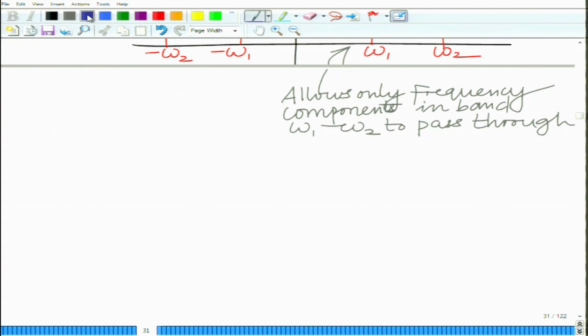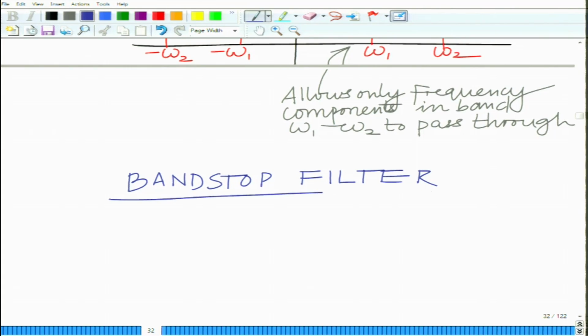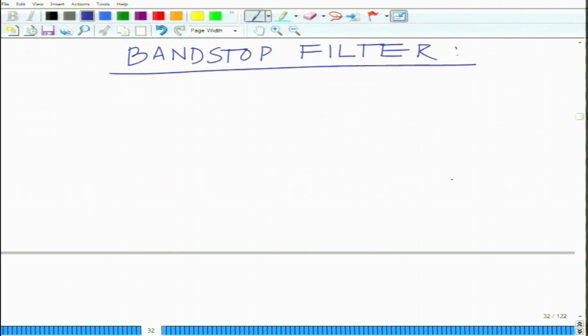And this is an ideal band pass filter, and the opposite, analogously, we have an ideal band stop filter, which basically blocks all the frequency components belonging to that band and allows undistorted transmission of all the other frequency components which do not lie in this band, alright. So, we also have a band stop filter.